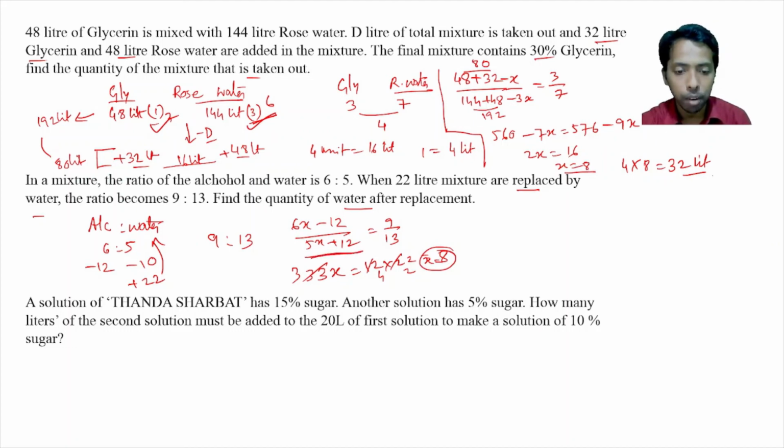So we have to find out this part, this 5x plus 12 part, right? So 5 into 8 plus 12, which is equal to 52 later, right?